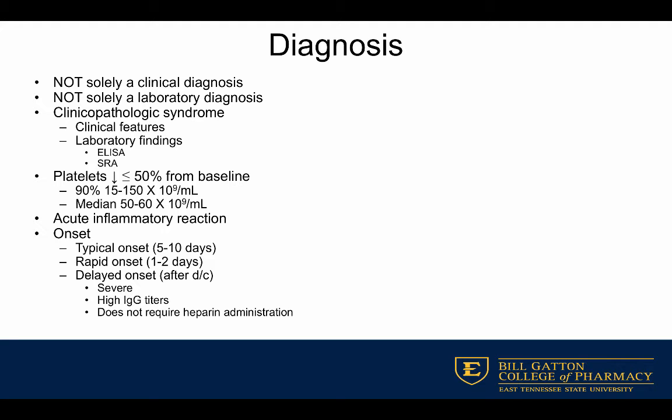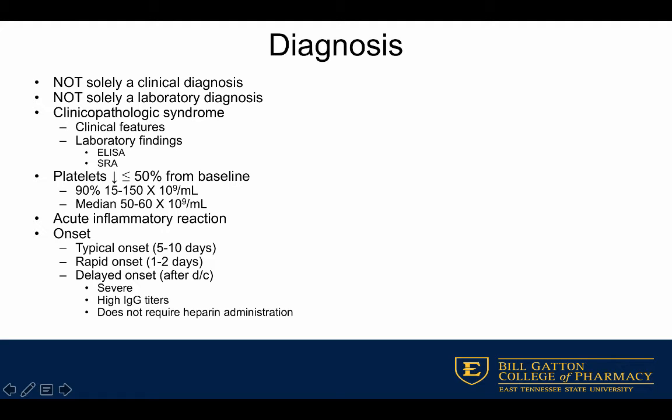Now, from a thrombocytopenia standpoint, by definition, platelets should drop greater than, it actually shows less than there on the slide, that's a typo, it should be greater than or equal to 50% from baseline. In 90% of patients, the platelet count is going to be between 15 and 150,000. So almost all patients are going to be less than the primary cutoff for thrombocytopenia, which is a 150,000 platelet count, with a median platelet count of 50 to 60.